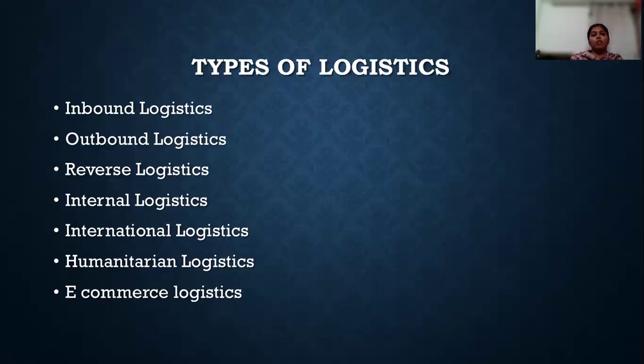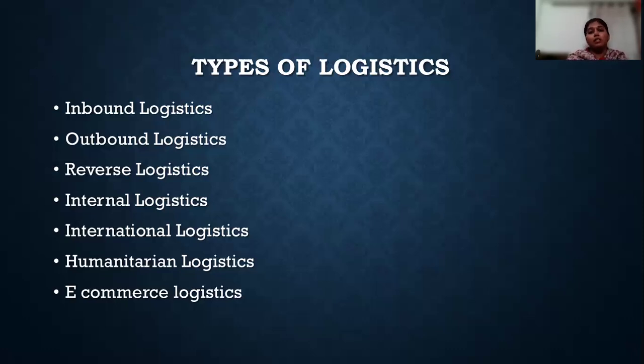That is inbound logistics. And the second type of logistics is outbound logistics. After the product is manufactured, outbound logistics takes care of taking the product from the manufacturer to the distributor, the wholesaler, the retailer, or directly to the hands of the customers. That is the second type, which is called outbound logistics.